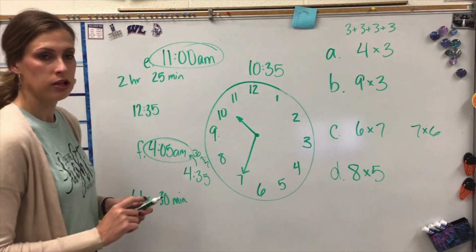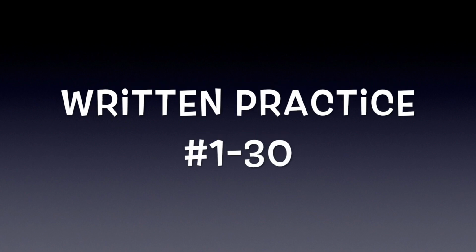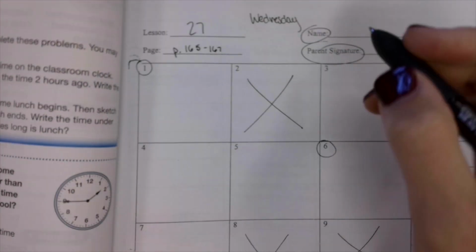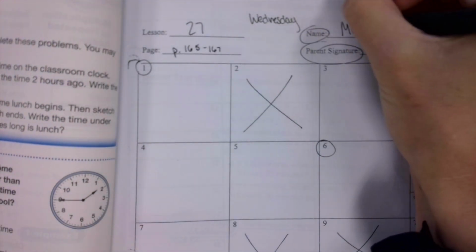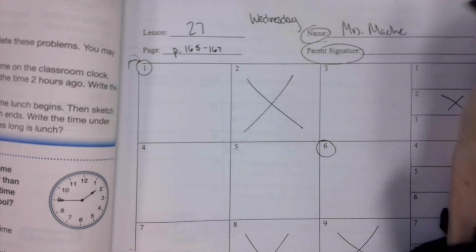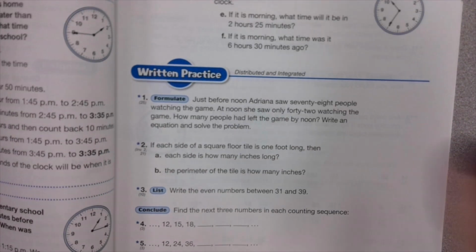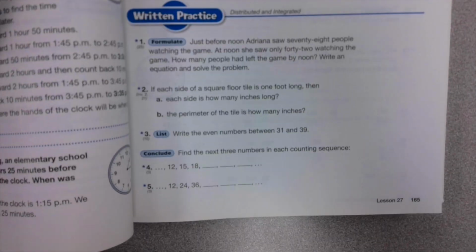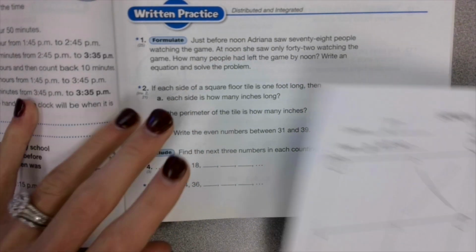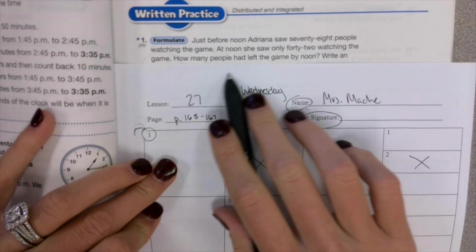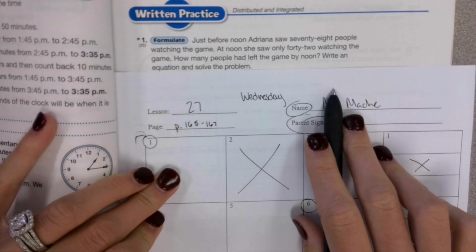Let's get started on a couple of those problems for your assignment today. Problems for lesson 27 start on page 165. Make sure you get your name on the top, and then let's go on number 1. Number 1 says, just before noon, Adriana saw that 78 people were watching the game. At noon, she saw only 42 watching the game. How many had left the game by noon? Write an equation to solve the problem.